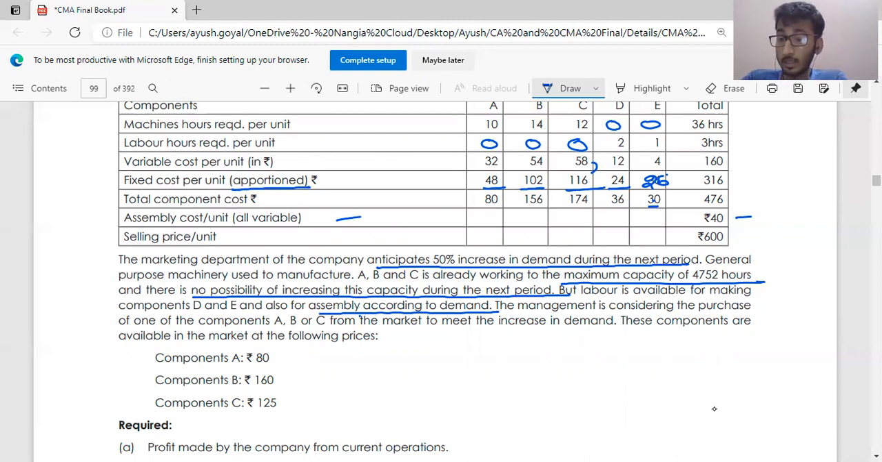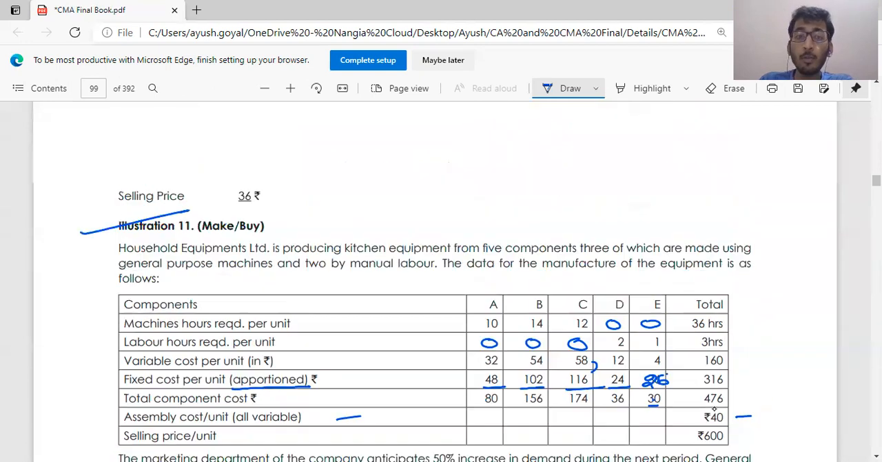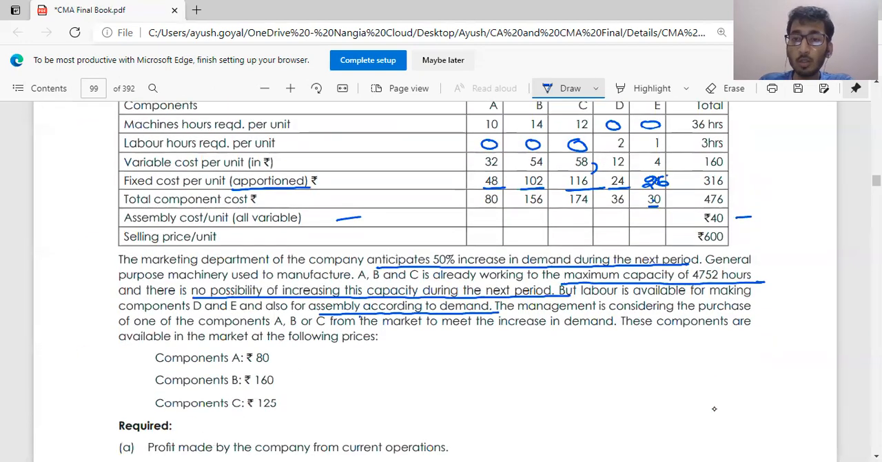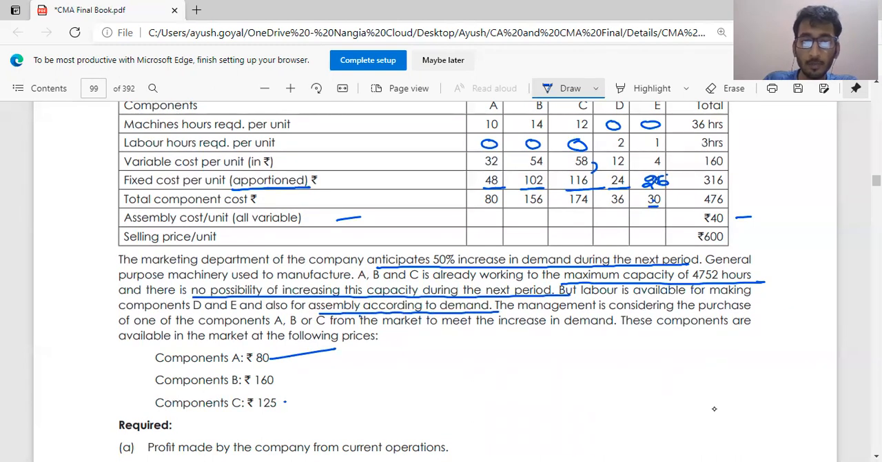The management is considering the purchase of one of the components A, B, C from the market. So out of A, B, C, we need to purchase one component from the market. These components are available at different prices. The prices given are 80, 125, and 160. So for component A, 80, 125 for C, and 160 for A.